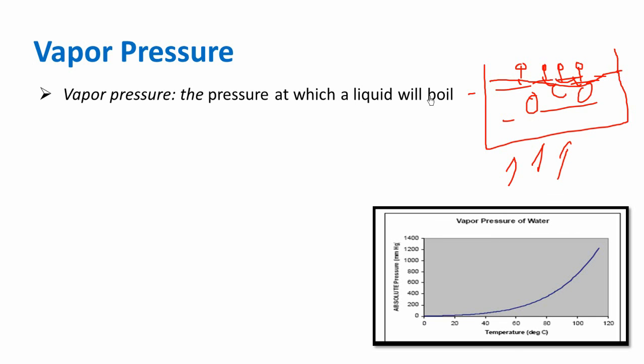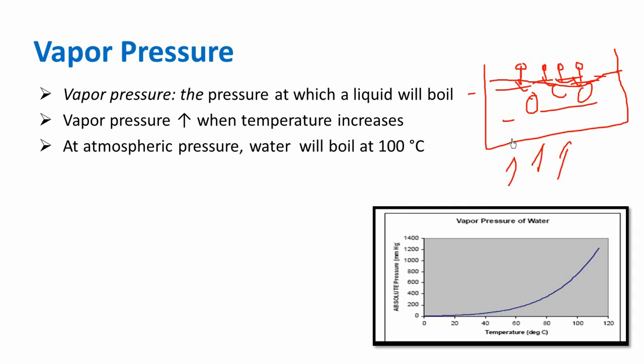When the liquid reaches this pressure, the liquid definitely will boil. The vapor pressure increases when temperature increases. When you increase the temperature, the bubble formation increases, which means the pressure acting on the liquid by the bubbles also increases. At atmospheric pressure, the water will boil at 100 degrees centigrade. If the pressure exerted by the bubbles on the top of the surface is equal to atmospheric pressure, then the water will boil at 100 degrees centigrade.